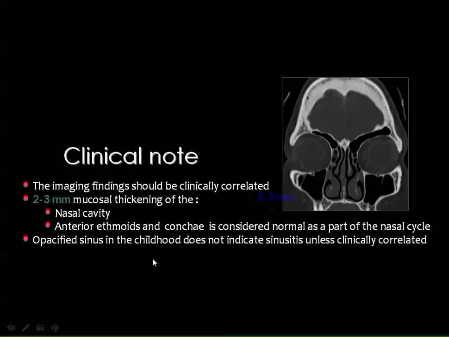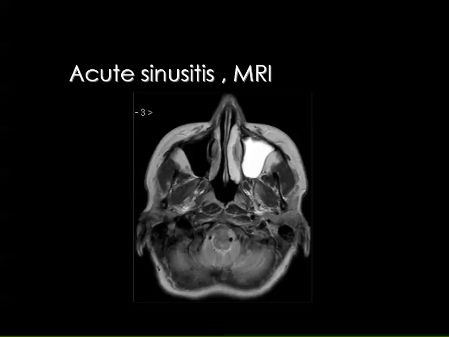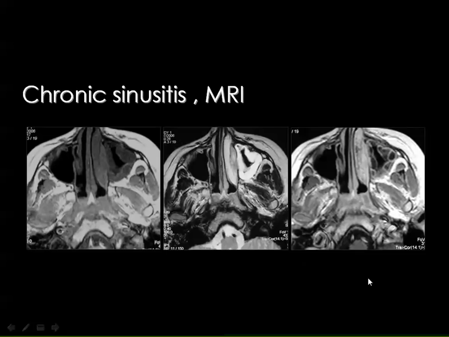Also in children, don't diagnose sinusitis based solely on opacification of the sinuses on the CT scan or X-ray, but you should have good clinical support before making this diagnosis. Acute sinusitis by MRI will show fluid signal in the affected sinus, which will be dark in the T1 and bright in the T2 weighted image, as you can see in this example.